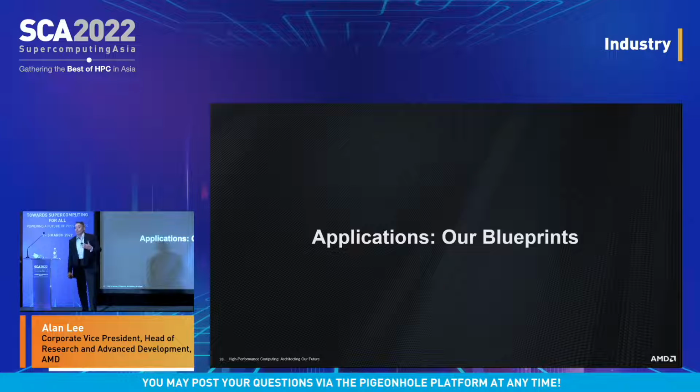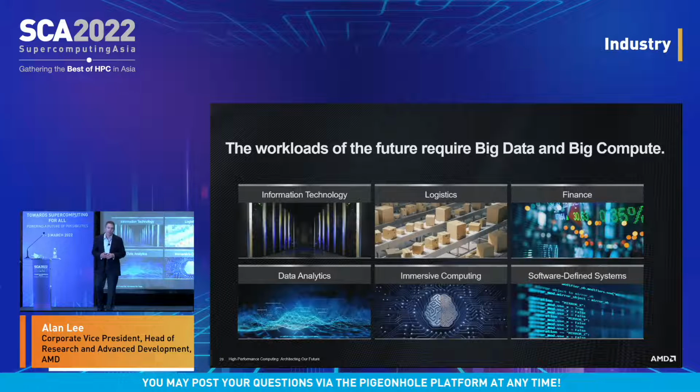So now let's talk about applications, and they're really our blueprints, they should be our blueprints for HPC. Sure, we have architecture diagrams, and we have interconnect topologies, and we have design schematics. When you think about it, if you really want to architect an HPC system, you have to start with the workloads that that system is going to perform. And the workloads of the future are going to require both big data and big compute.